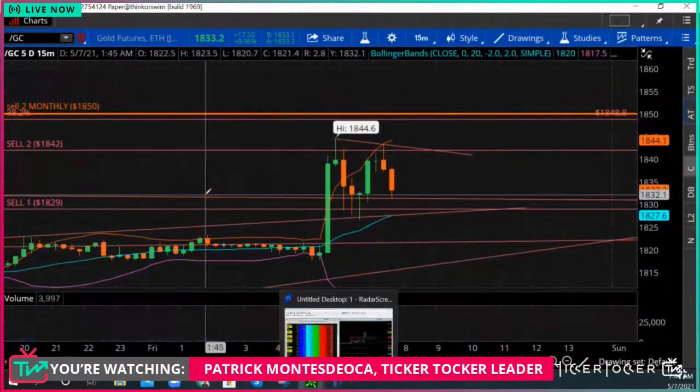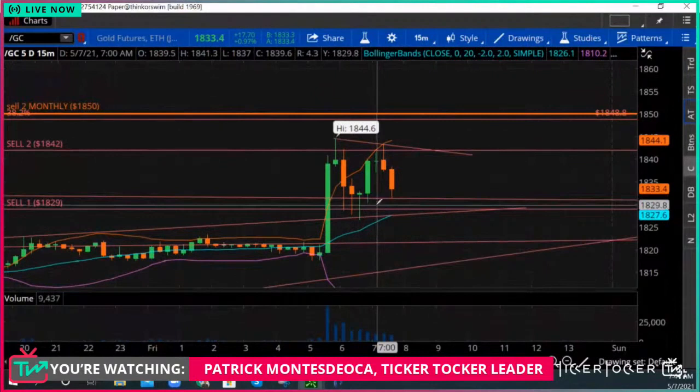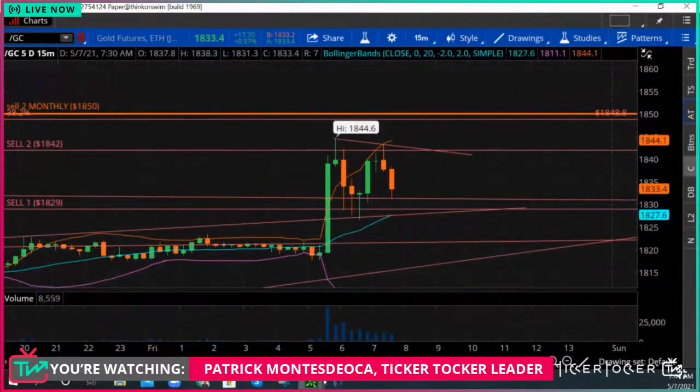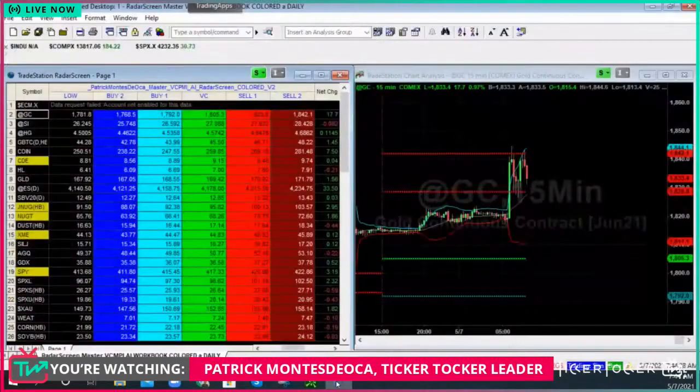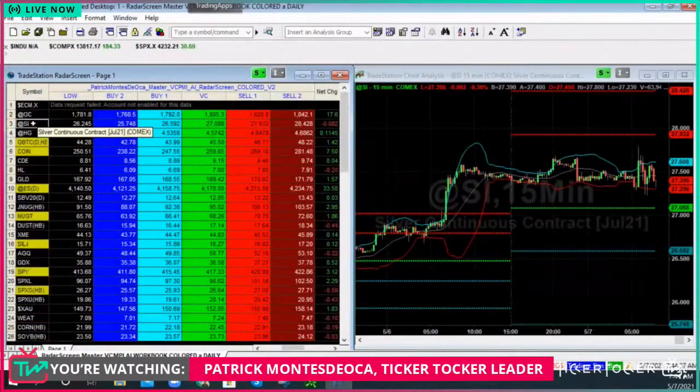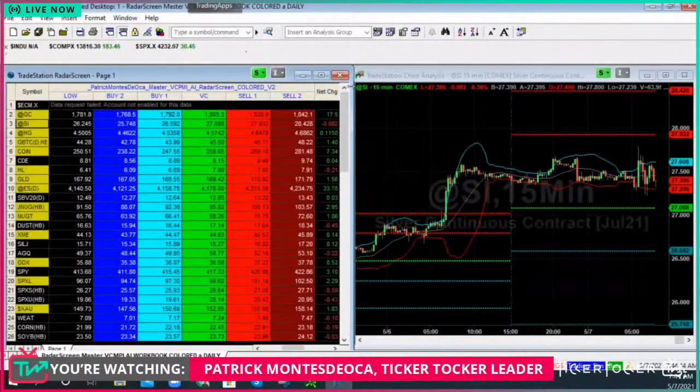And this is how you trade multiples, how you trade, apply and execute the VCPMI, which stands for the Variable Changing Price Momentum Indicator. The silver market is showing more weakness than the gold market this morning.